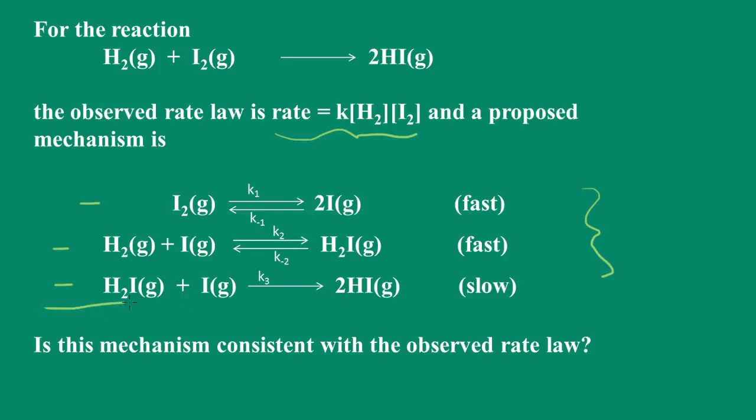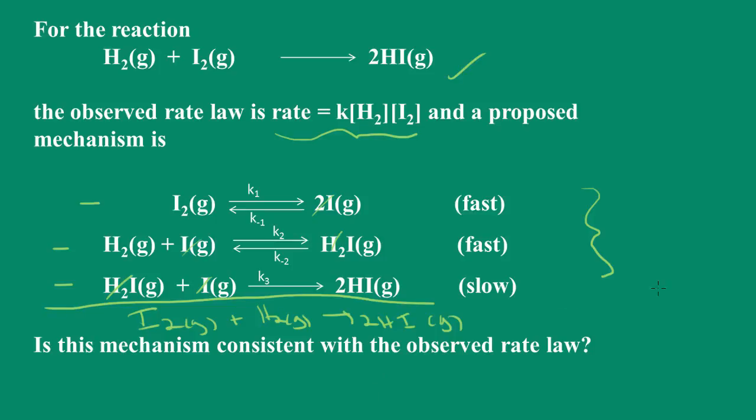Second, we have to make sure that the elementary steps sum to our overall equation. So let's go ahead and add these. This and this cancel, and of course these cancel here. Let's add these and see what we get. So we get the iodine gas plus hydrogen to yield 2 hydrogen iodides. So yes, the elementary steps do add up to the overall equation.